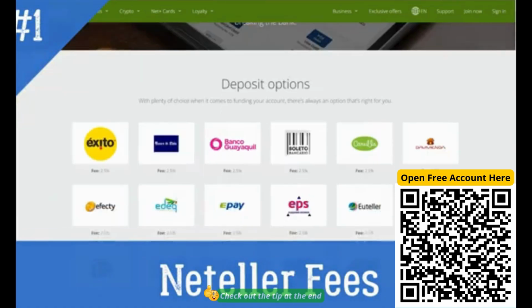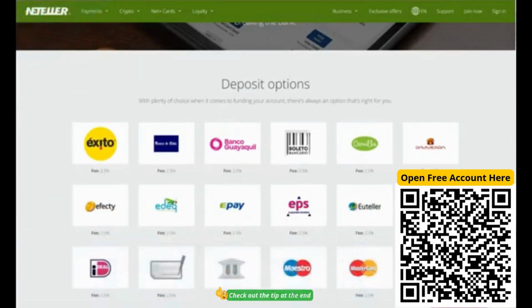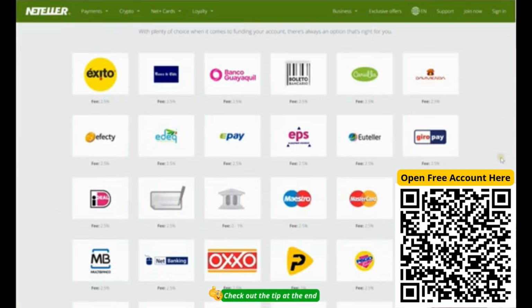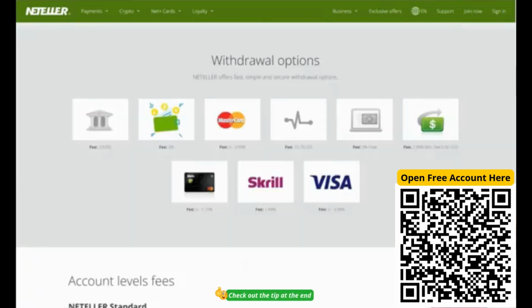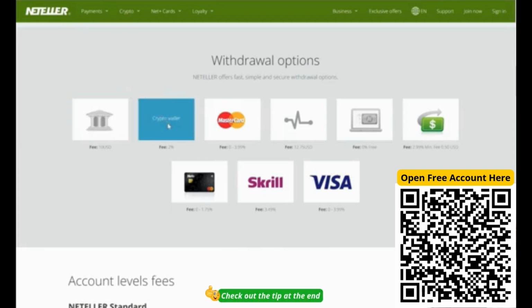Well, it depends a lot on the deposit and withdrawal methods. For example, here you have the whole list. If you pay using a Maestro debit card, you're going to pay 2.5%. If you use, for example, Visa, the same, 2.5%. And if you want to withdraw money to Skrill, another fintech that we explained before, you are going to pay 3.5% of the money that you send. Or if you send money by bank transfer, they are going to charge you $10 flat. Or if you send to a crypto wallet, you are going to pay 2%. So you have plenty of alternatives to choose between.